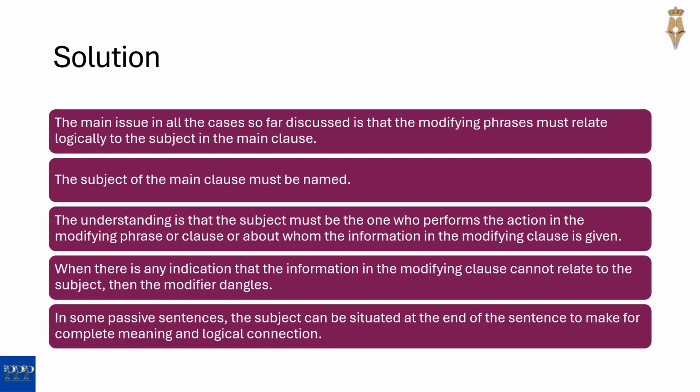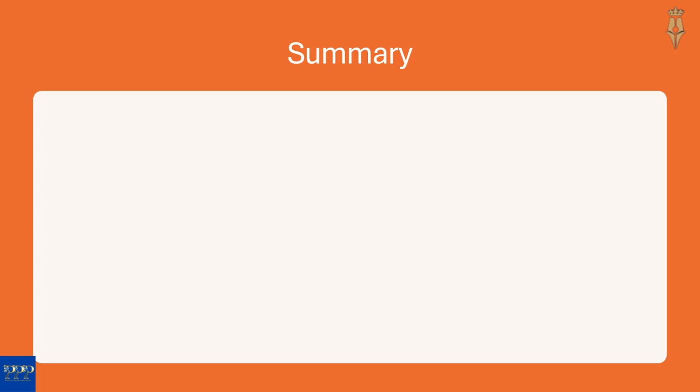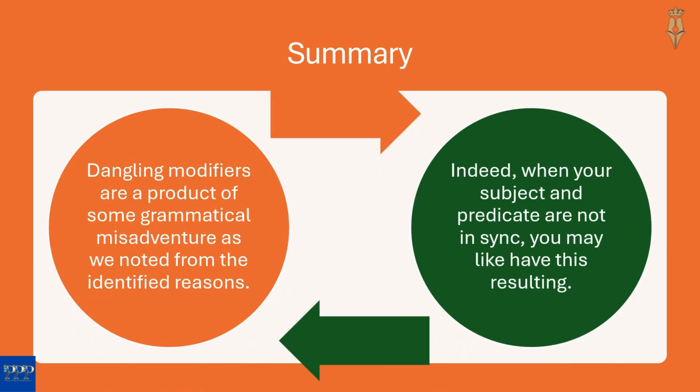So when there is any indication that the information in the modifying clause cannot relate to the subject, then the modifier dangles, and this is what we say. When they are like parallel lines that cannot be put together, then you know that the modifier is dangling. Now, in some passive sentences, the subject can be supplied at the end of the clause to make for complete meaning and logical connection. So you can actually put the elements of the clause at the end, I mean your prepositional phrase, to help you solve that problem.